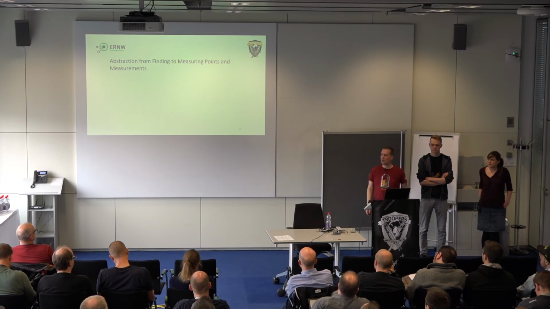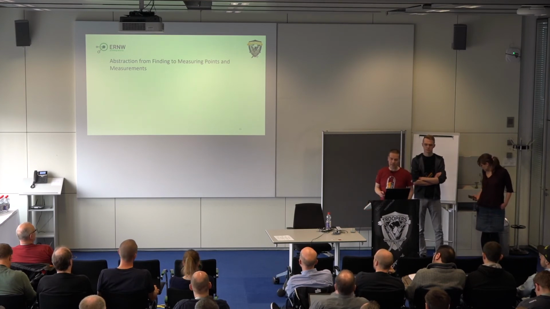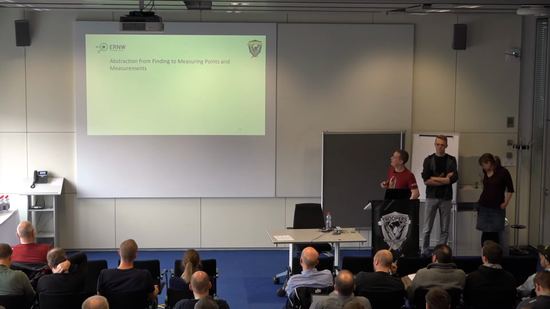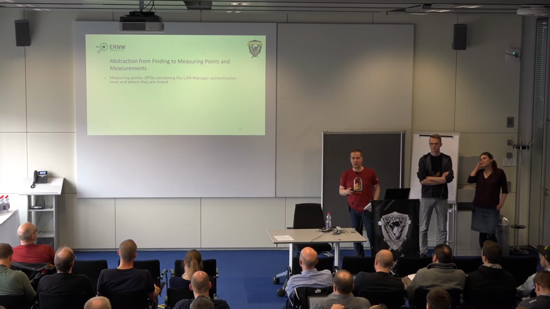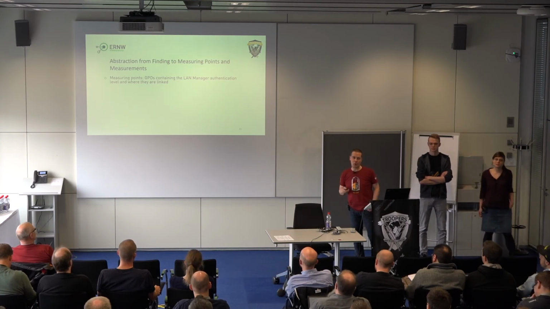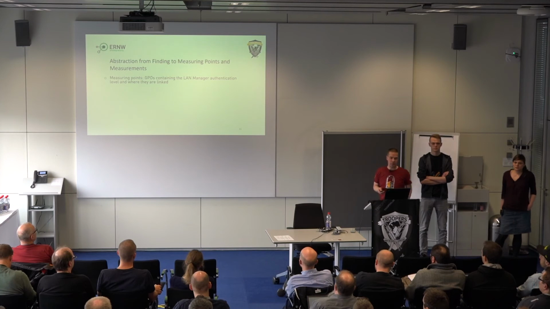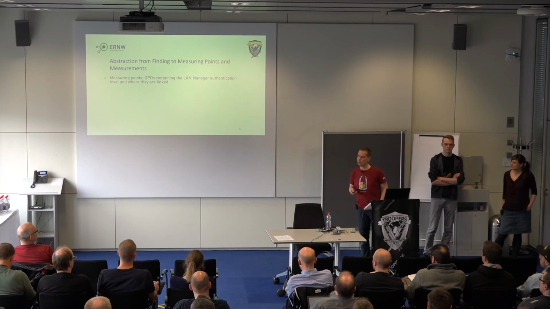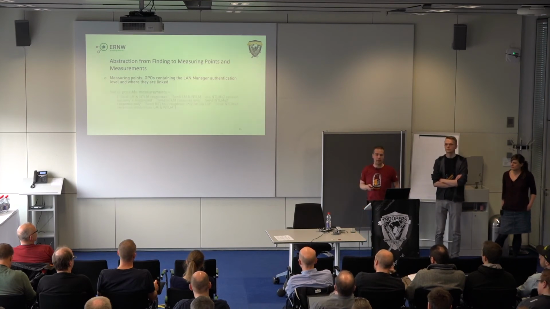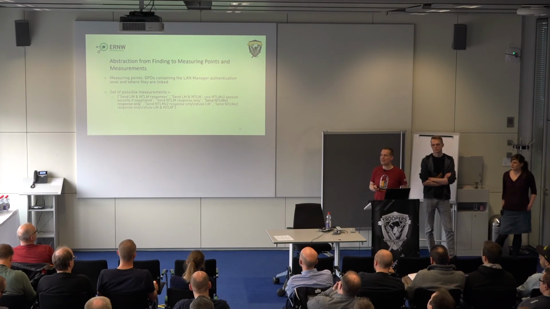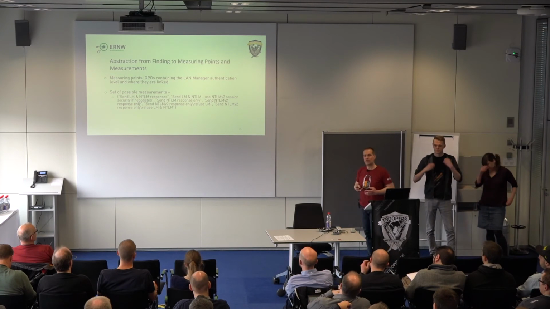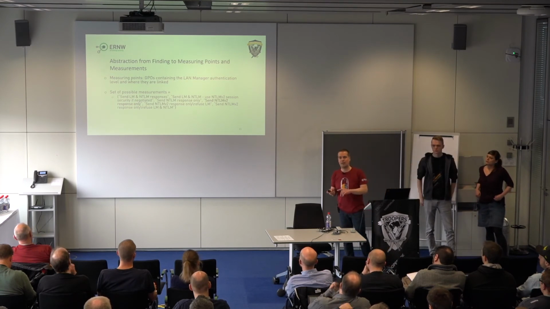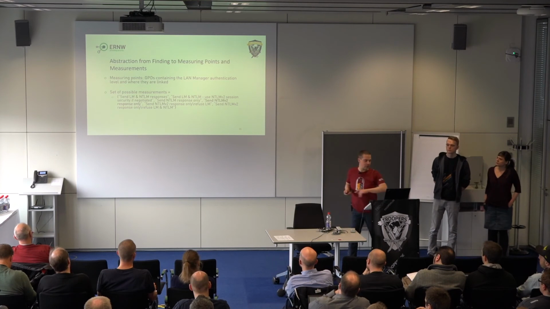Now, if we want to go through the process, we have to abstract from the finding to the measuring points and the measurements. So the setting LAN manager authentication level, this finding you find in a GPO. The first measuring point is the GPO where this finding is defined. And the second point is the location where this GPO setting is linked to. Of course, you might have different GPOs that set this setting on different values.